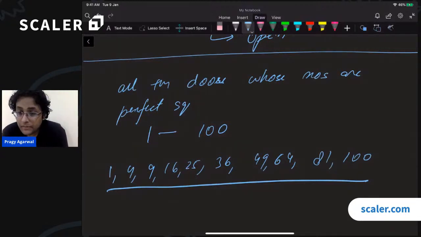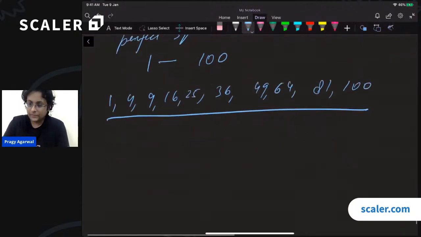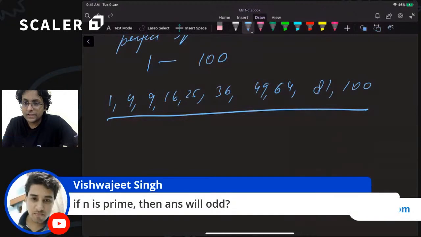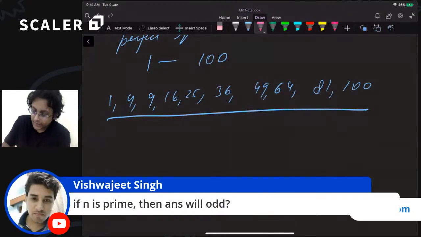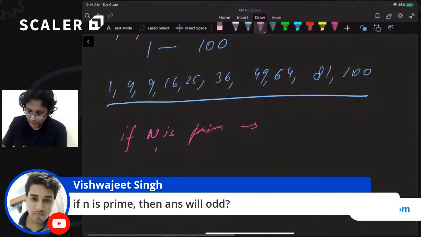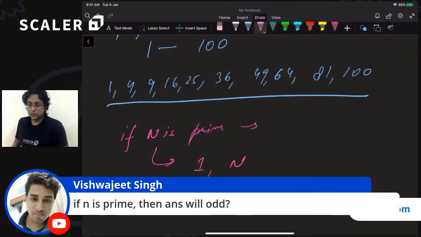If n is prime, then the answer will be odd. No. If n is prime, the answer will be even. Vishwajit has a question over here. Vishwajit says that if n is prime, then how many factors does it have? Well, for any prime number, it has two factors, right? 1 and n itself. So for prime numbers, it will be even, not odd.